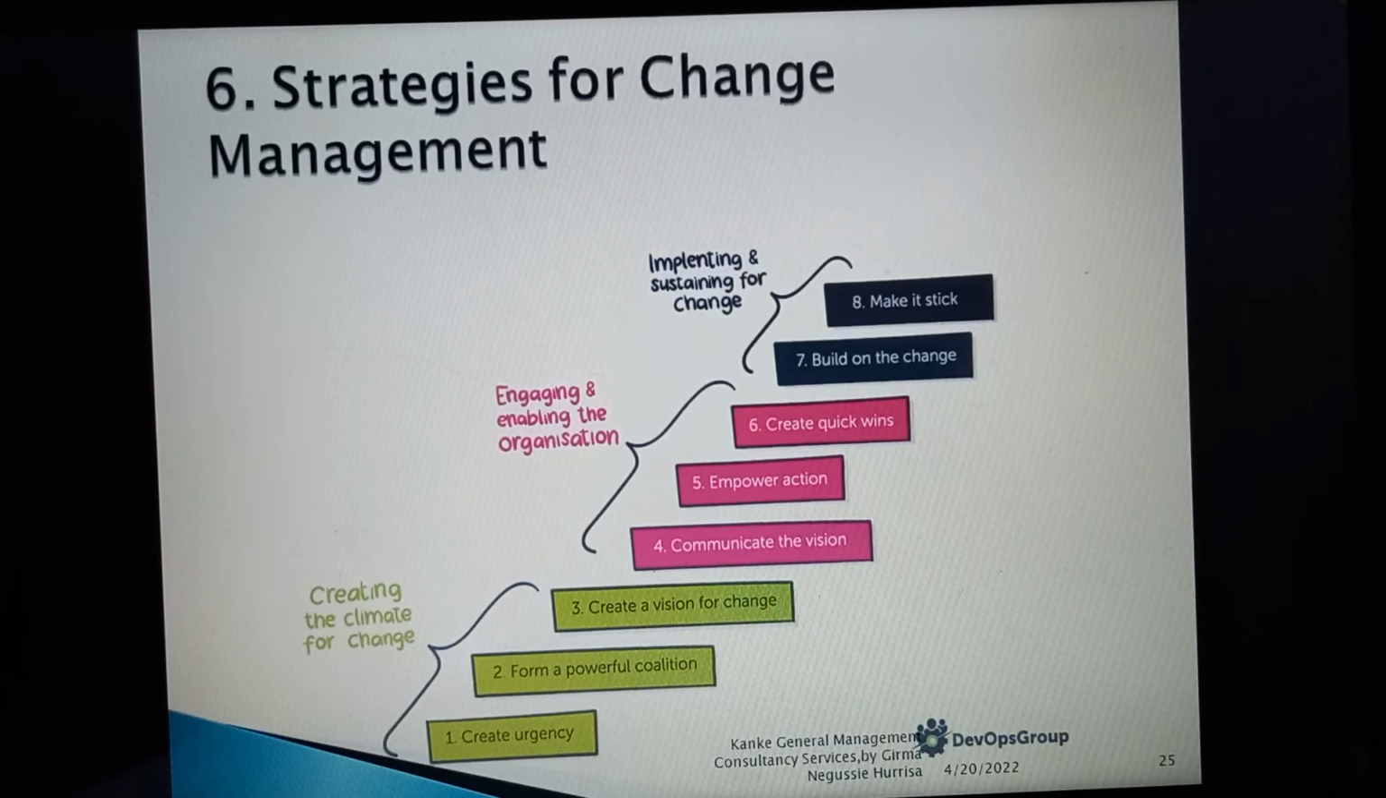Then the second step will be engaging and enabling the organization. Engaging: every employee needs to engage in the change process, especially those who are going to implement the change. Then after that, implementing and sustaining the change.